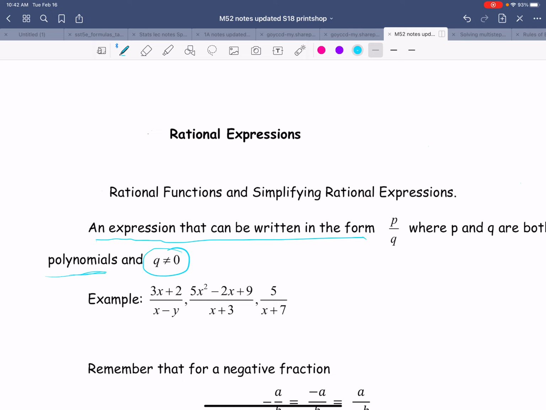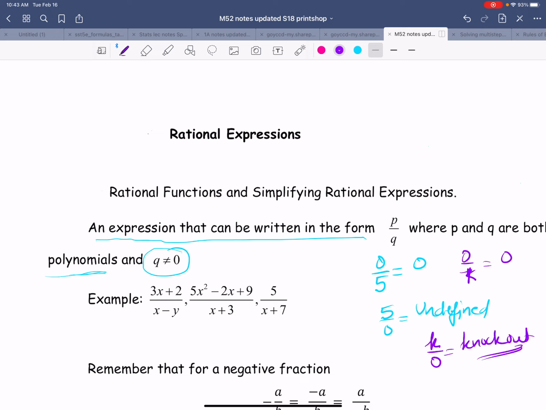We have talked about dividing with 0. 0 divided by any number is 0, but any number divided by 0 is undefined. And it's a big no-no to do division with 0 because it makes your expression undefined. So 5 over 0 is undefined. You can remember it by thinking 0 over any number k is okay, it is just going to be 0, but any number k over 0 is knocked out. Okay, you cannot divide with 0.